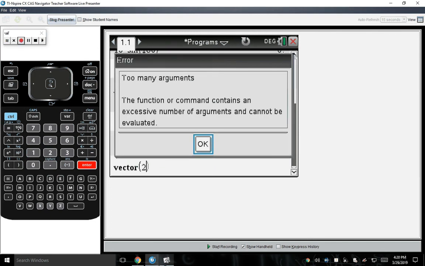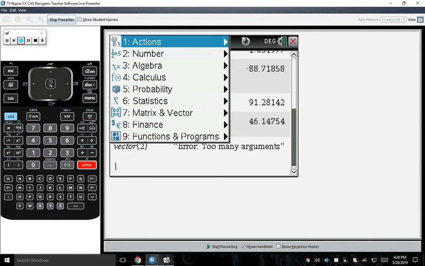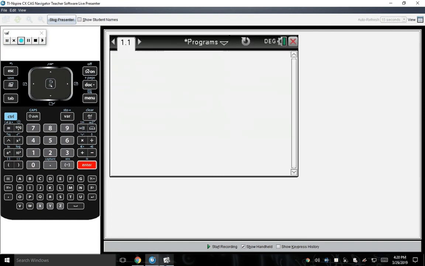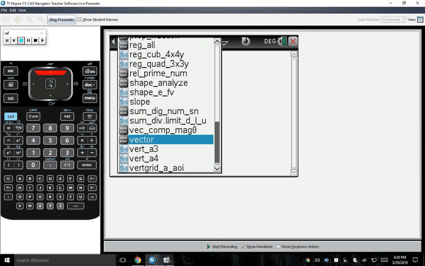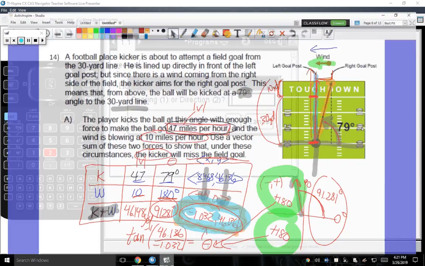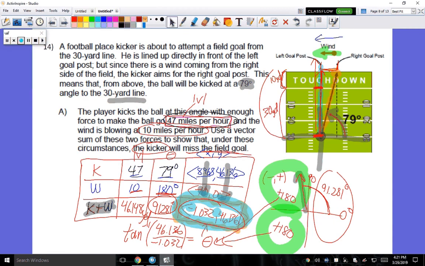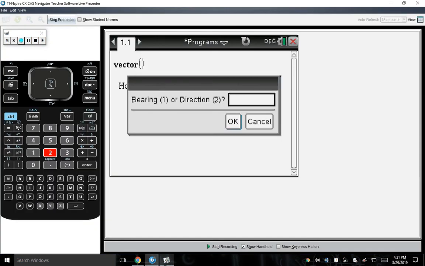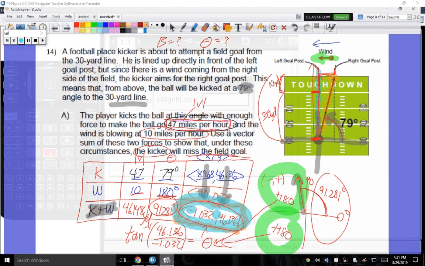So we're going to say vars, we're going to say vector, and then we'll press enter, just like that. Then it asks us, how many vectors do you have? Well, you're going to press 2 and then press enter. And then you have to ask yourself, did this problem deal with bearings or did it deal with directional angles? Now this one is not a ships or planes kind of problem, so it's not bearings. So on the calculator, we're going to press 2 for direction. And now we're going to enter the magnitude.